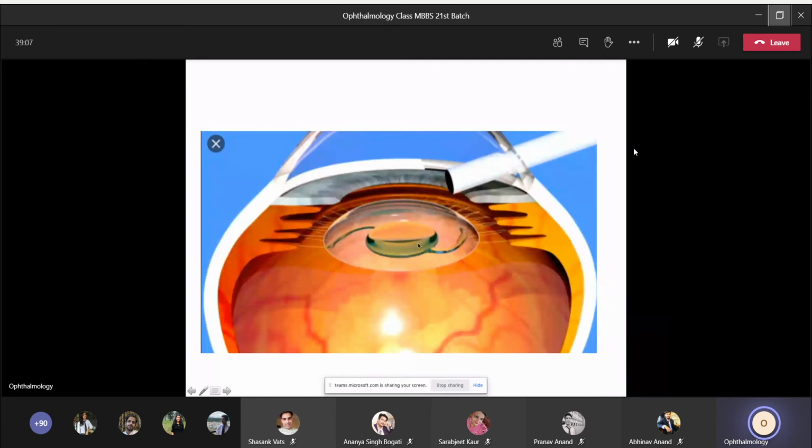The intraocular lens has two parts. One is the optic, the part which helps to refract the light and helps you to see. And to support this round structure, there is a handle which is known as haptic. So it has two portions, optic and haptic.